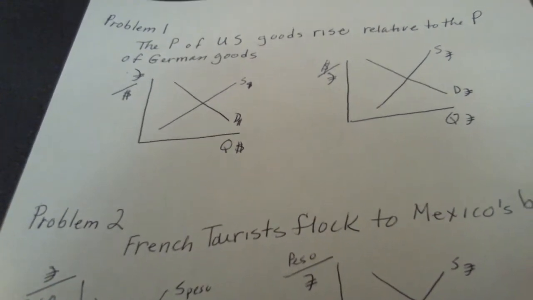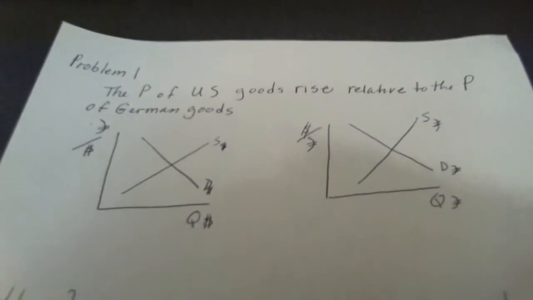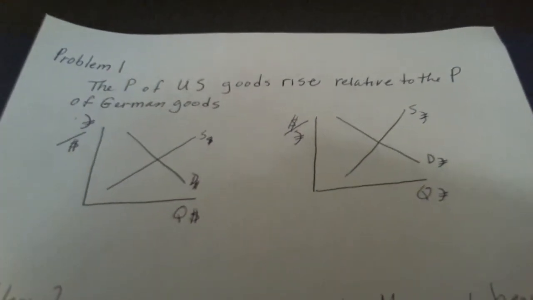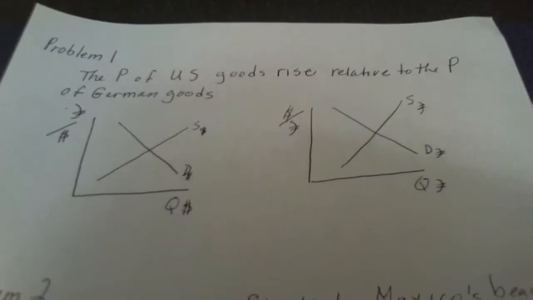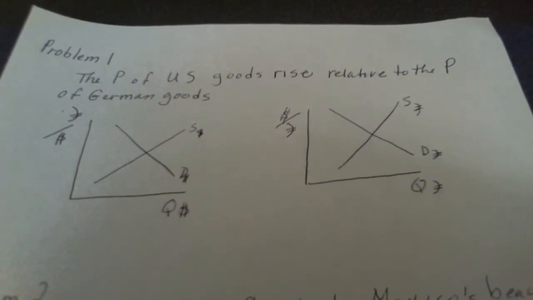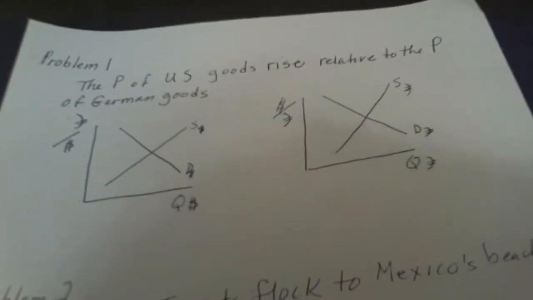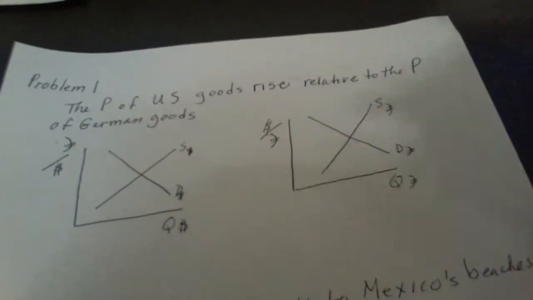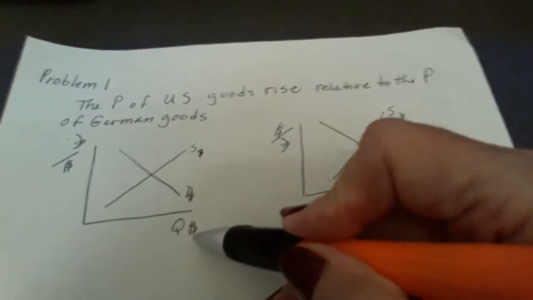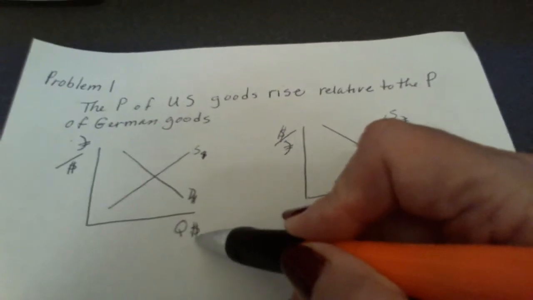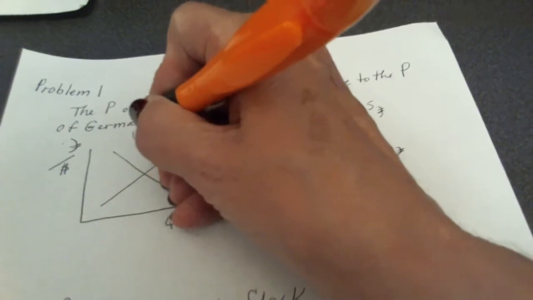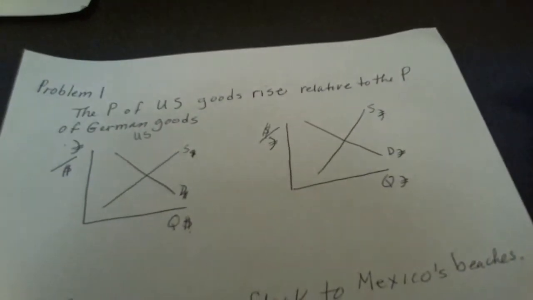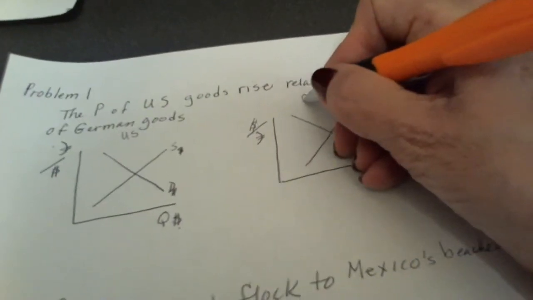Go ahead and set up your particular graphs. So draw the pair of graphs, euro over dollar, and we have the quantity of dollars, so this is the U.S. graph. You can write down up here, U.S. This is going to be the German graph.